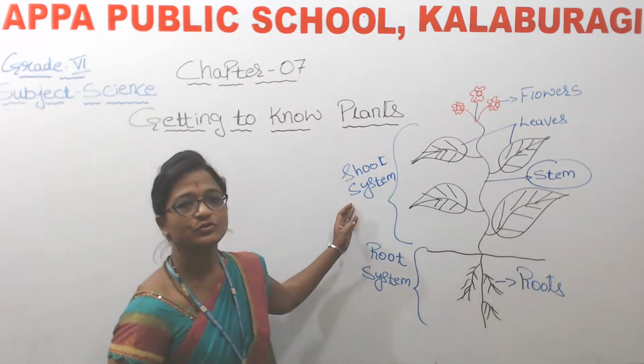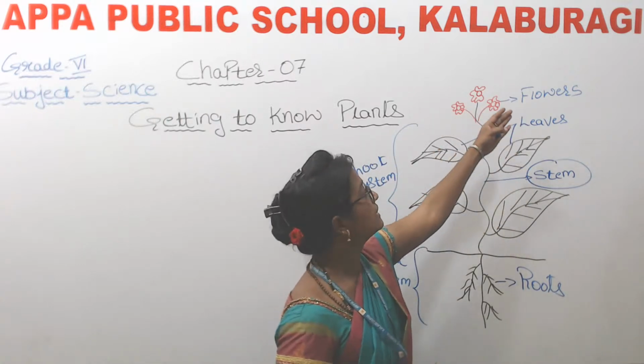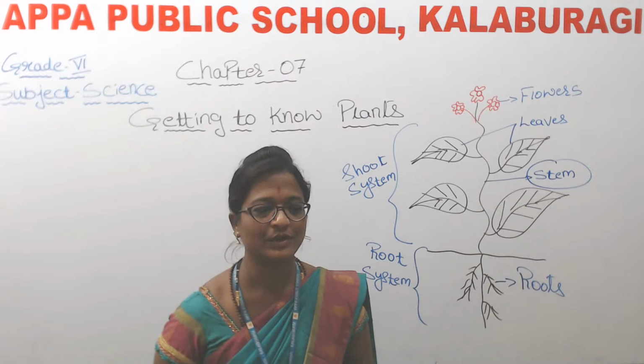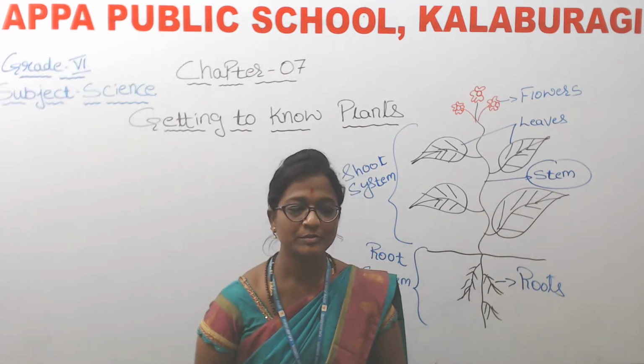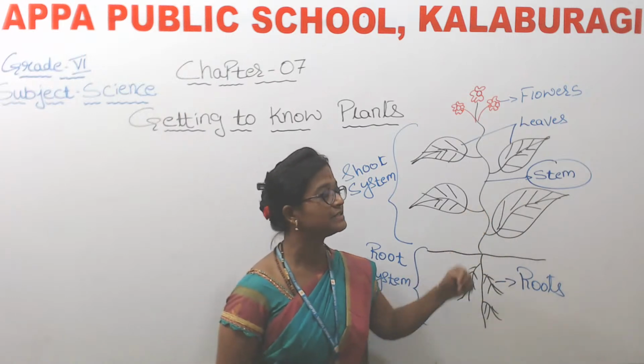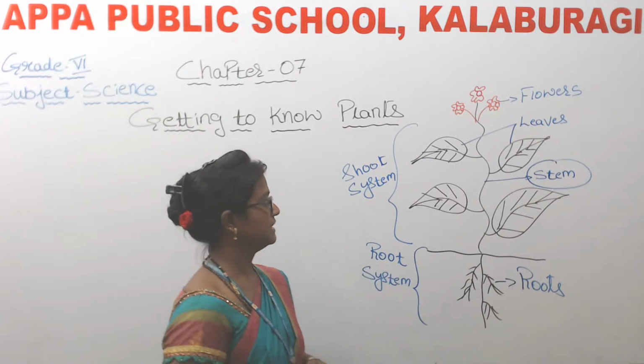So here the shoot system consists of stem, leaves and flowers. Now when we talk about stem, do you remember, children, what the functions of stem are and how stem is important? Yes, so let me tell you.